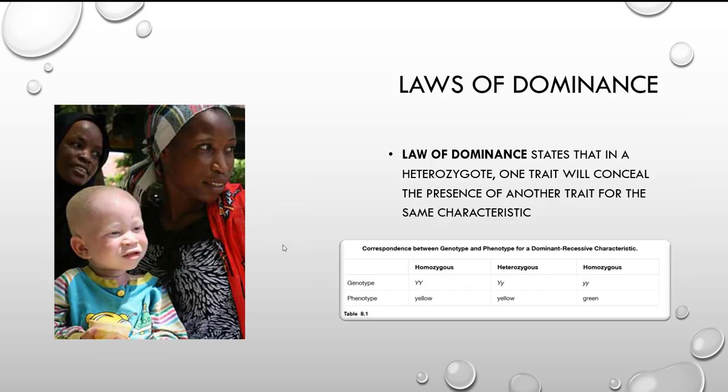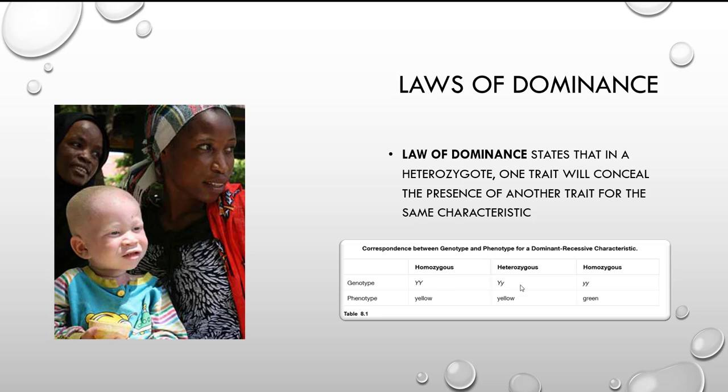Now, when Mendel was doing all of his work with the garden peas, he was discovering a lot of different things, and his experimentation allowed us to come up with some scientific theories which still hold today. One of the laws of genetics that still holds today is the law of dominance. Mendel's law of dominance states that in a heterozygote, one trait will conceal the presence of another trait for the same characteristic.